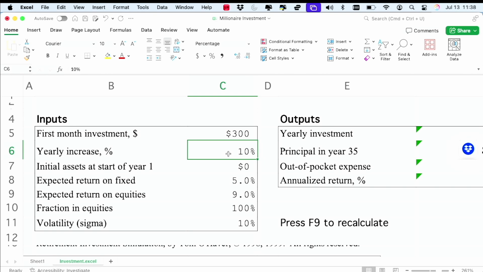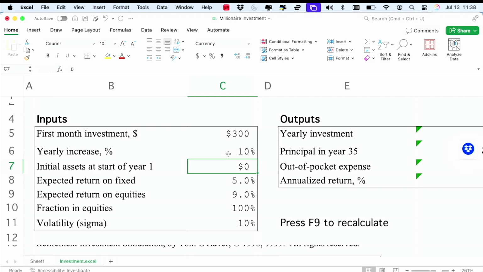So $300 per month for the first year means that we put in $3,600. And then the next year we put in $3,600 plus 10%. Divide that by 12, and that gives us our monthly investment. But you get the idea.